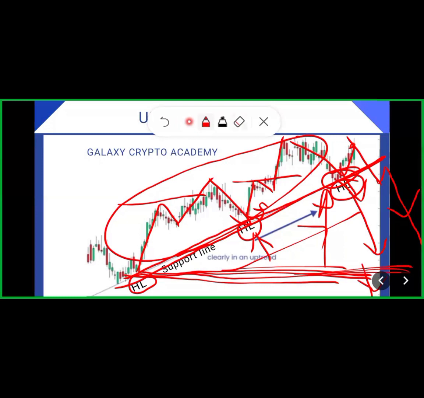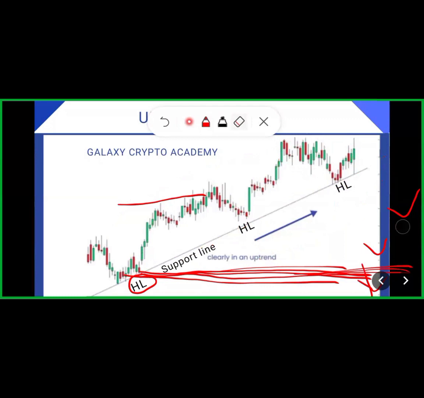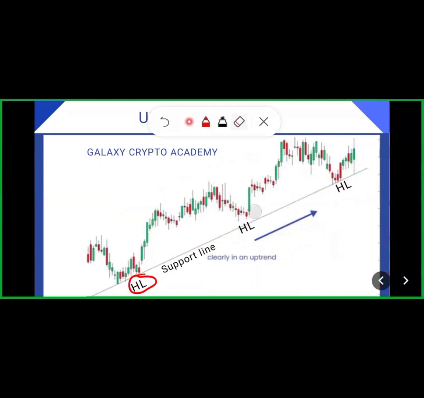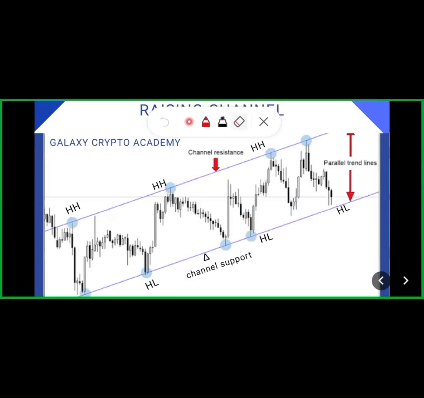Right? Okay, so that is how it will appear on the chart after successfully drawing your trend line in a rising market. Now, sometimes you may wish to draw a channel.